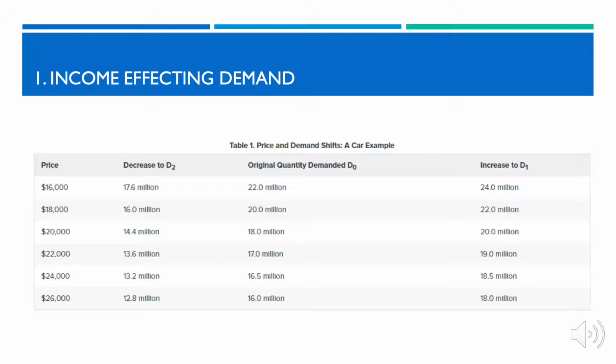As you can see in this table here, Table 1, when a demand curve shifts, it does not mean that the quantity demanded by every individual buyer changes by the same amount. In this example, not everyone would have higher or lower income, and not everyone would buy or not buy an additional car.